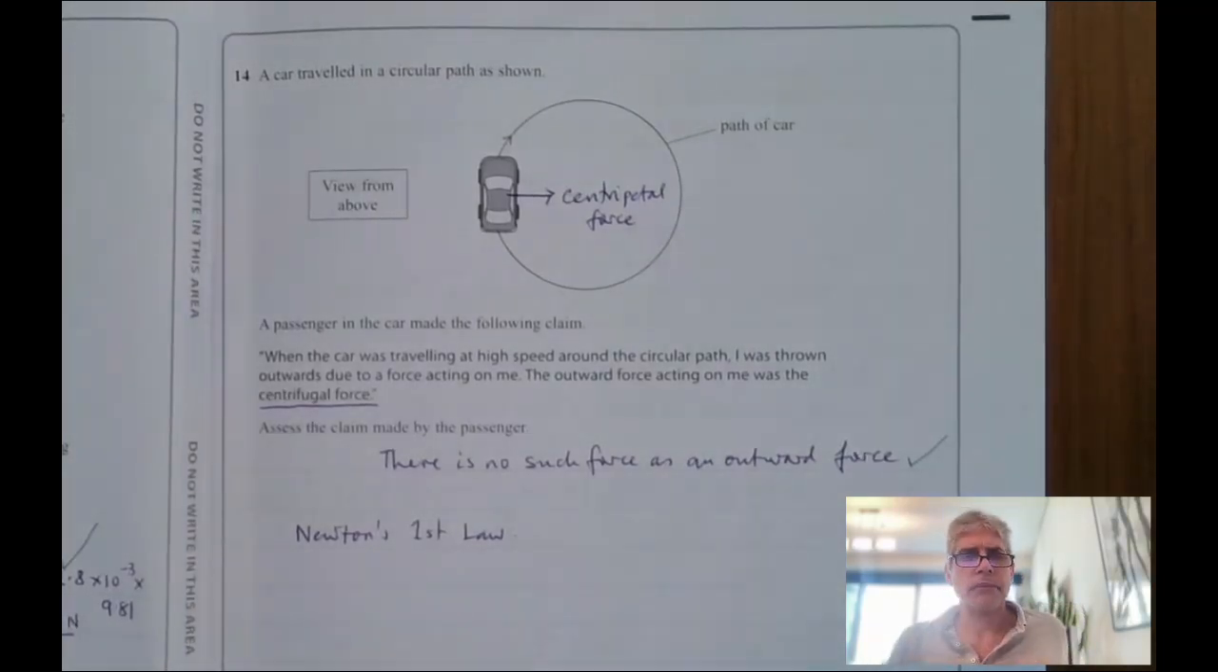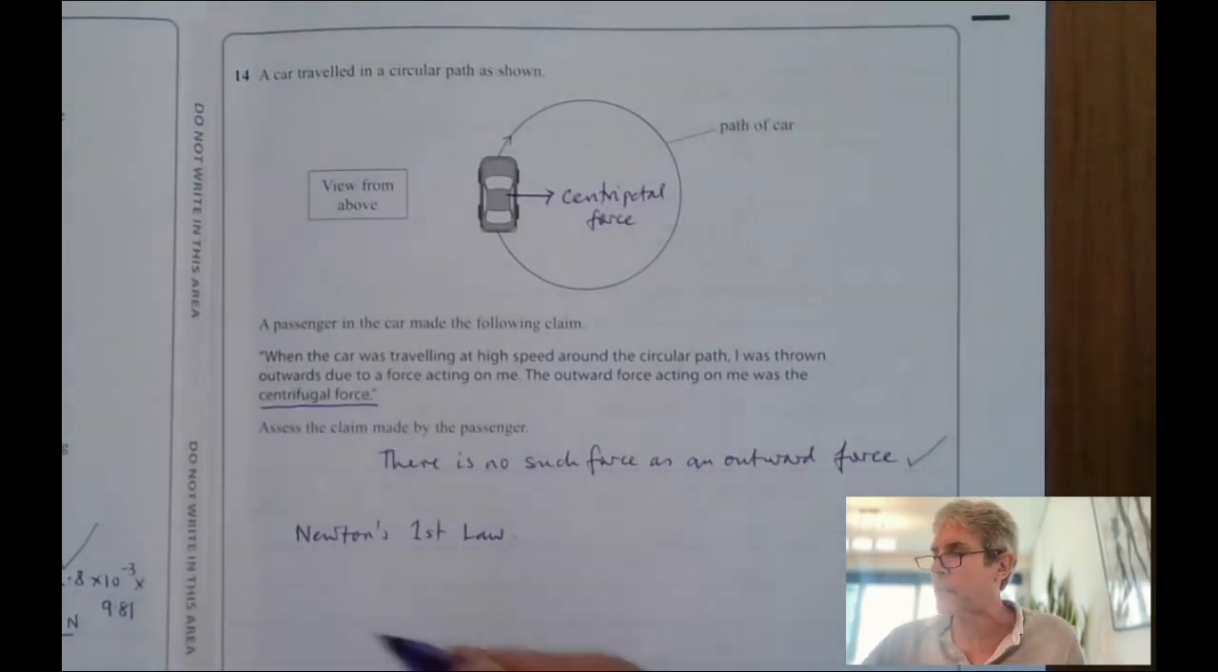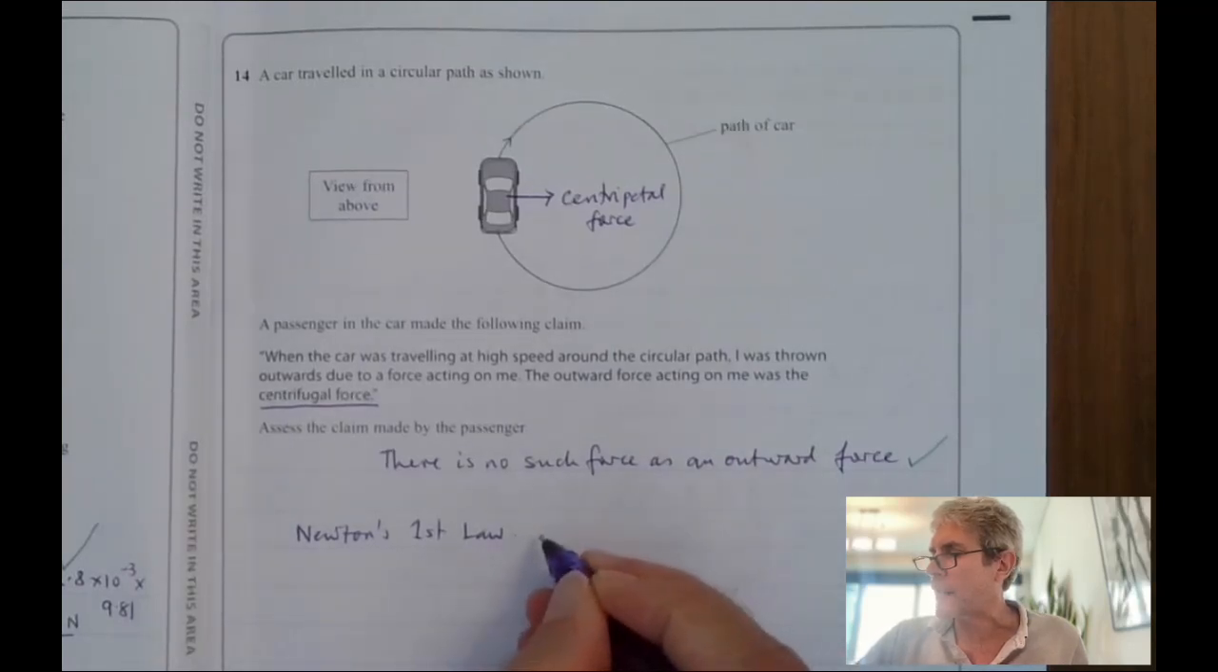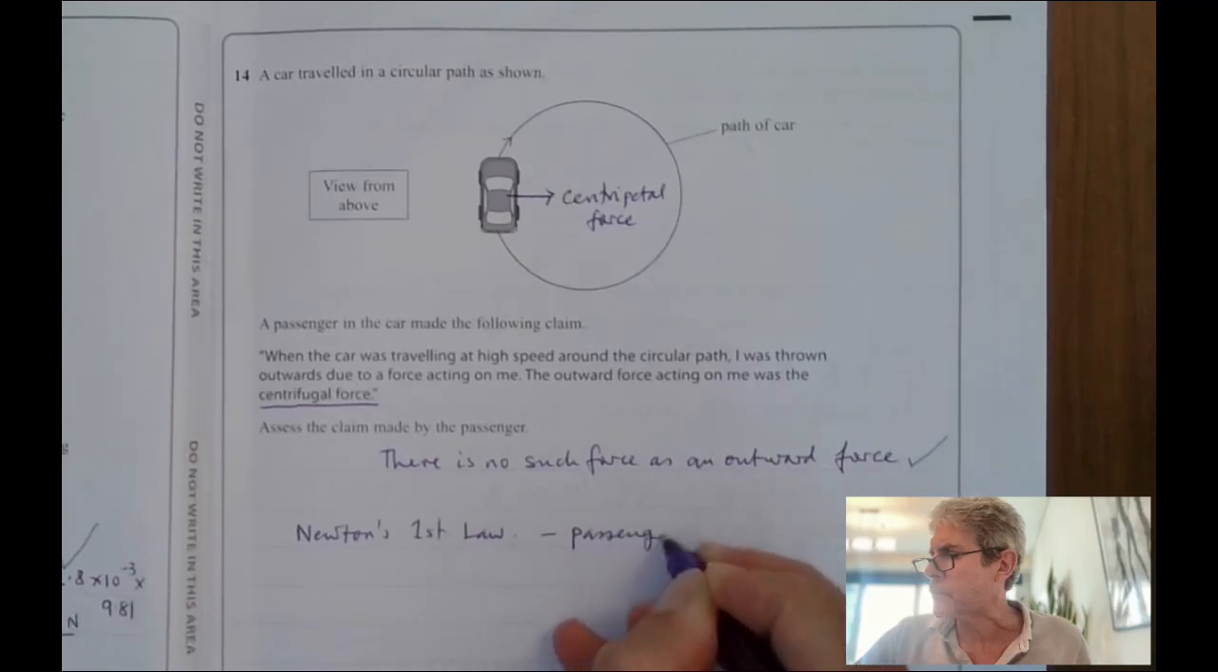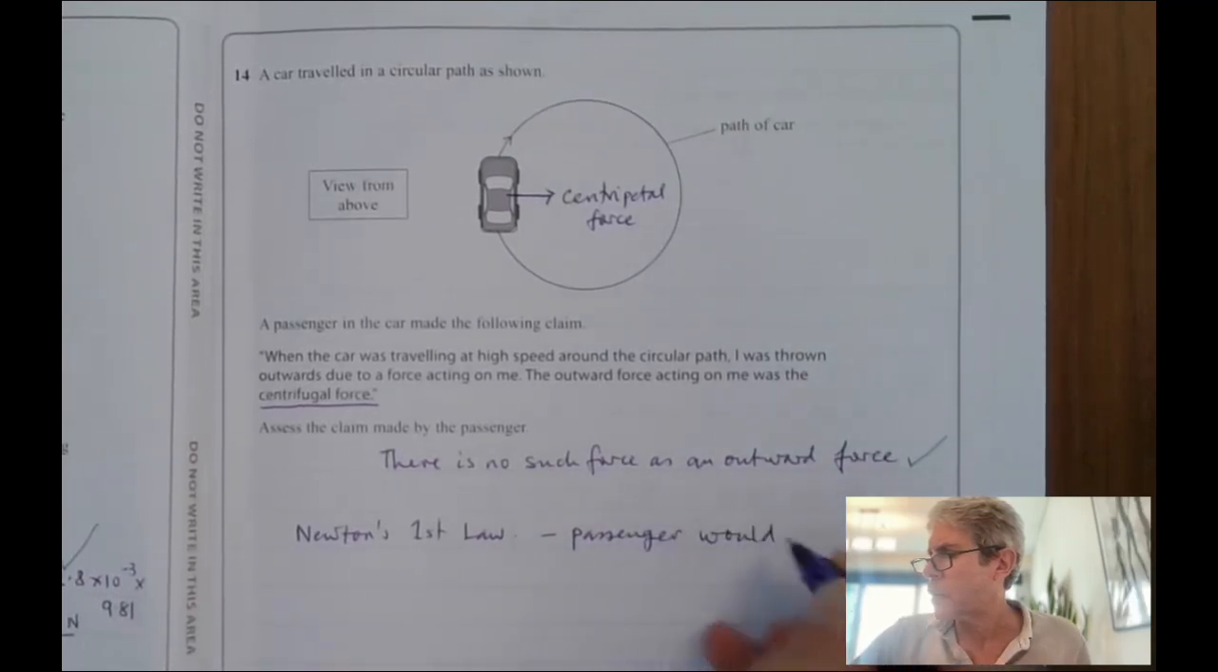So the mark scheme actually puts it as such. Apply Newton's first law to the path of the passenger, for example. So if there was no force towards the center on the passenger, the passenger would move in a straight line, yeah, at constant velocity. This is not happening. We know that the passenger is moving with the car in a circle. So we know that really Newton's first law, if there were no forces, the passenger would move in a straight line. Yeah? But you need to make sure you are wording it correctly.